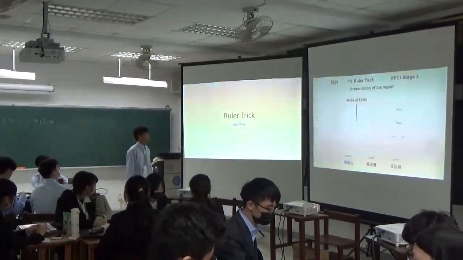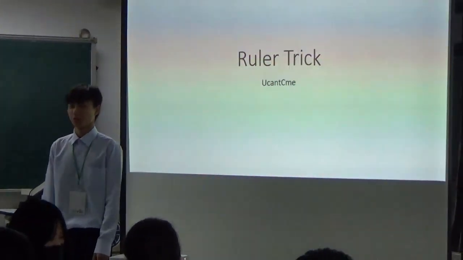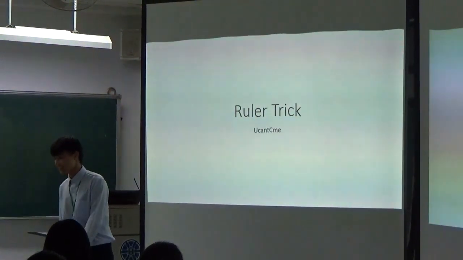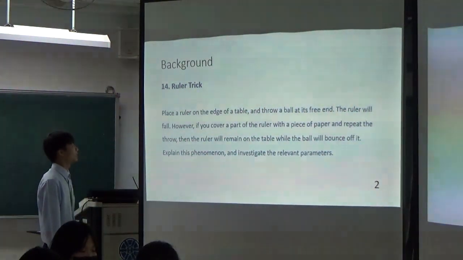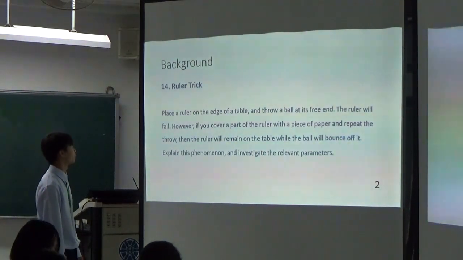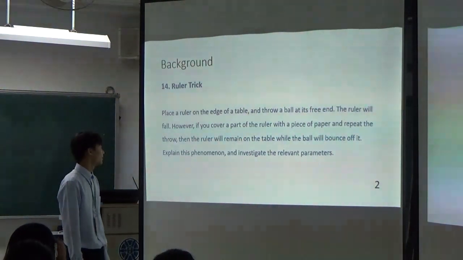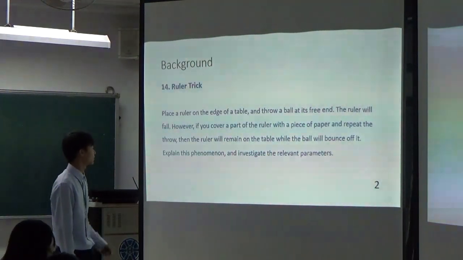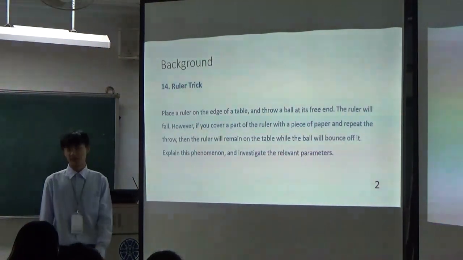Go ahead. Hello everyone, my name is Jason Yang, and I am reporting on the ruler sheet. This is the problem. Place the ruler on the edge of the table and drop a ball at the end. The ruler will fall. However, if you cover a part of the ruler with a piece of paper and repeat the throw, then the ruler will remain on the table while the ball will bounce off it. So we need to explain this phenomenon and investigate the relevant cases.